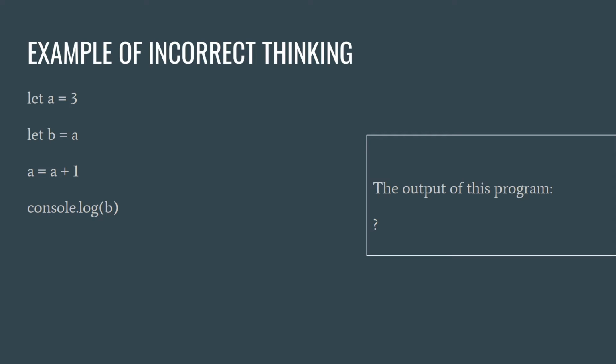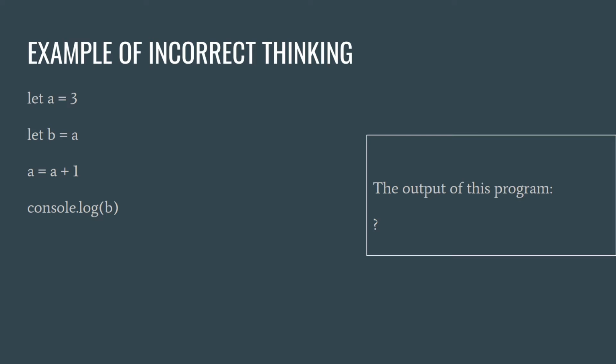Let me start by explaining the incorrect way of thinking and how many beginners think about this problem. When they see let b equals a, they think that b and a are exactly the same thing. In the same way that in your math classes, if I wrote x equals 3, x and 3 are basically the same thing. However, this is not correct. It's very confusing because in our math class, and in general culture too, the equality symbol means sameness. But this is not the case in programming.